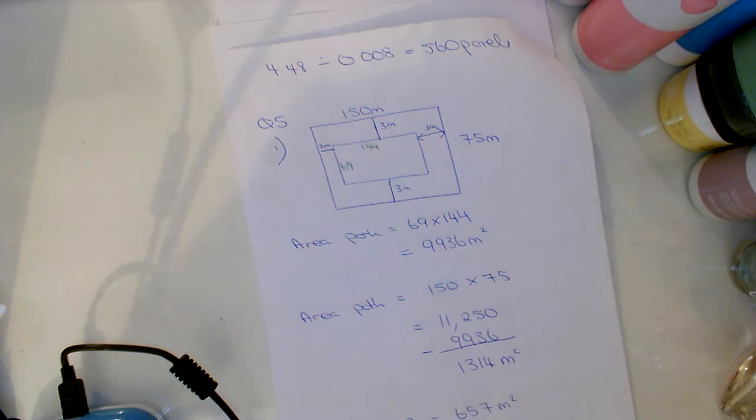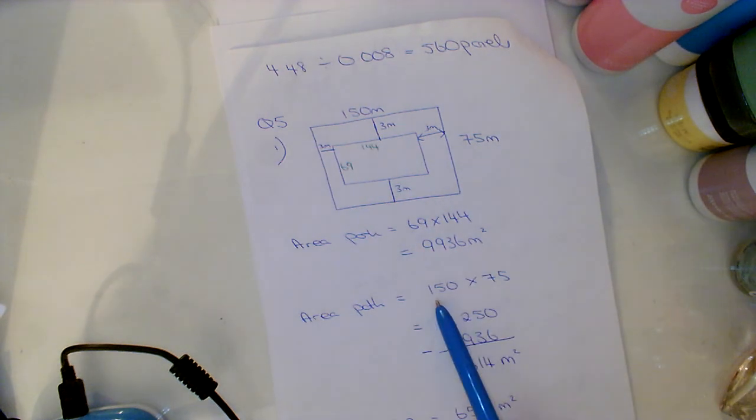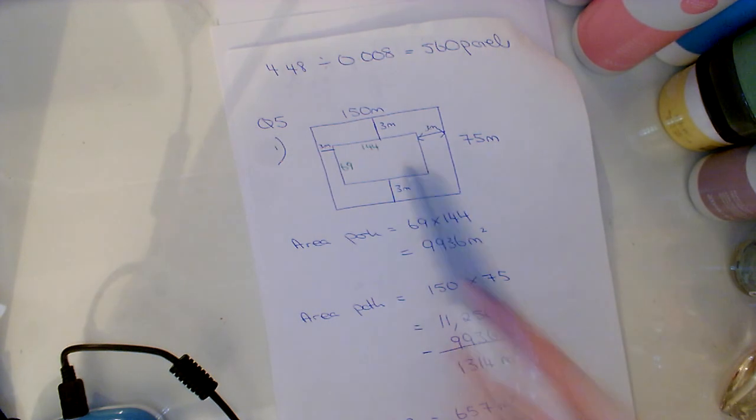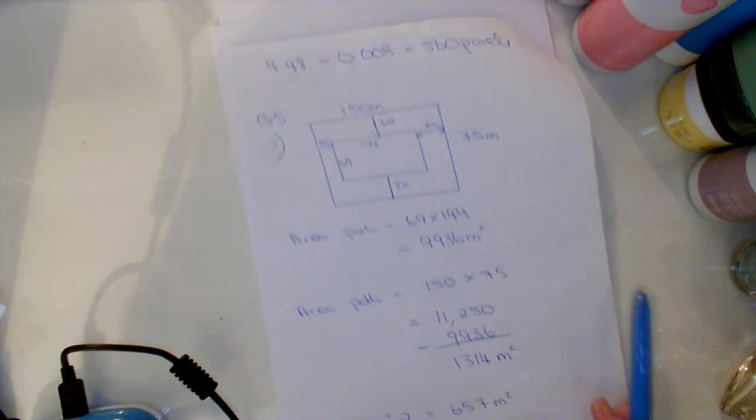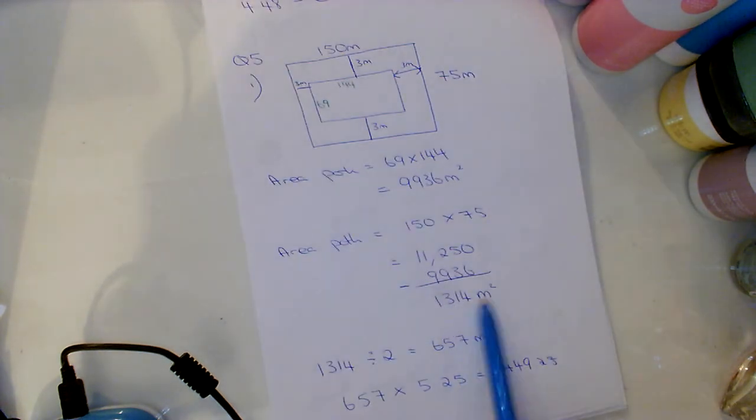Then I get the area of my path, which is the outside here. What I did was get the area of the full shape first, so I did 150 by 75, and I get 11,250, and then I take away the area of my park, which is 9,936, which I just found, and my answer there is 1,314 metres squared.